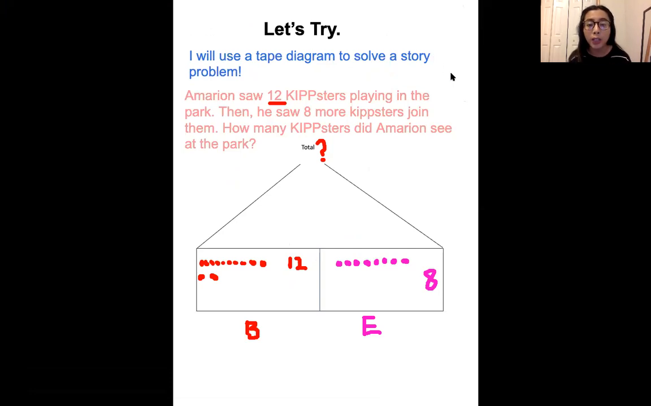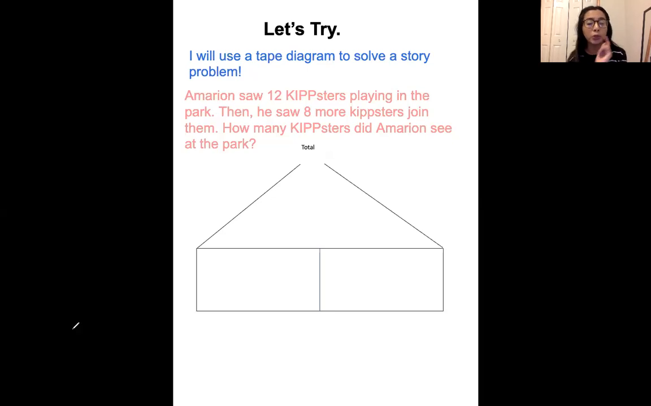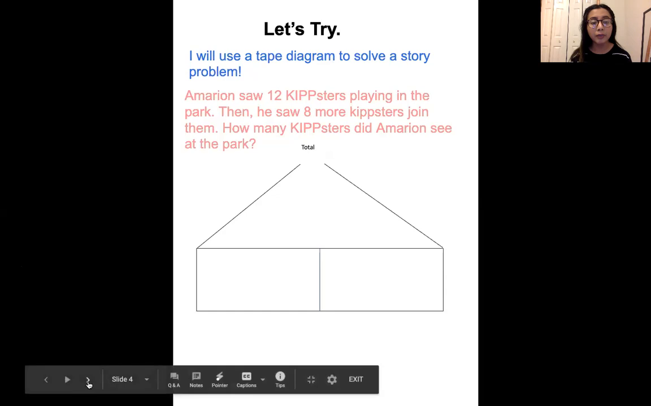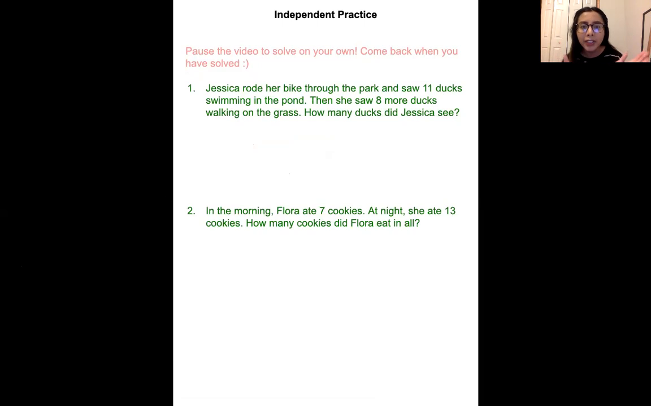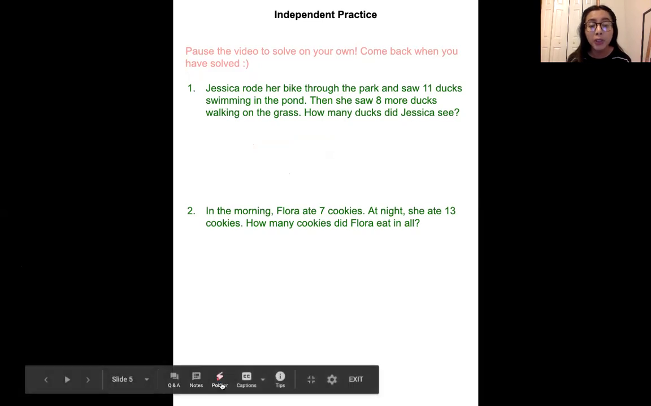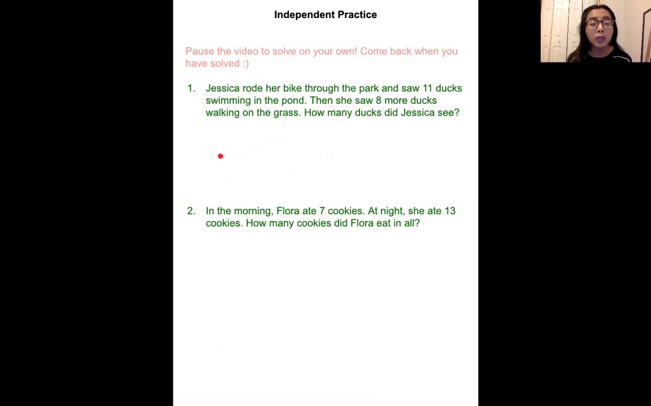So I'm going to go ahead and erase our work for now so we can look at the problem that you're going to try and solve by yourself. So let's go to the next problem. Give me 1 second. All right. So just like in our other videos, you're going to pause the video to solve on your own and come back when you have solved. So the first problem I will read for you, and I'll also read the second problem. So make sure that you have pencil and paper so you can do the tape diagram for these stories.